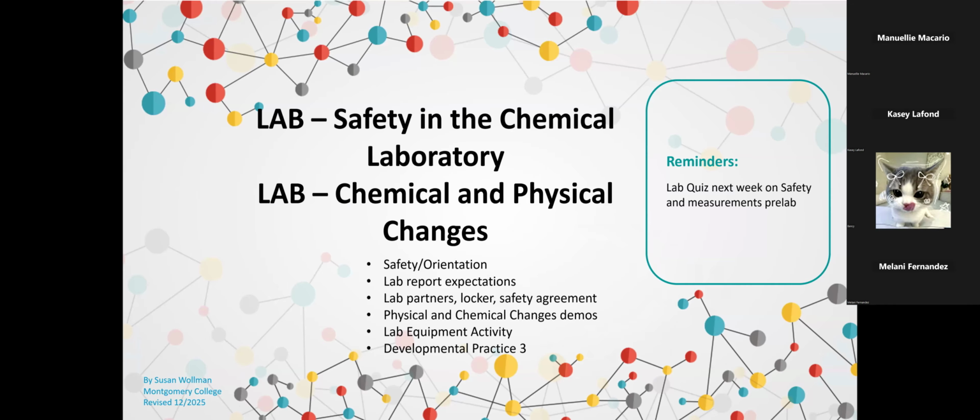We're going to talk about safety. We're going to save the orientation for when we're in the lab and I can show you where everything is. But we will talk about lab report expectations. All of those other things, getting our lab partners, signing the safety agreement, our physical and chemical changes, all of our developmental practice 3, which is our developmental activity for lab, is going to happen next week, next Thursday.